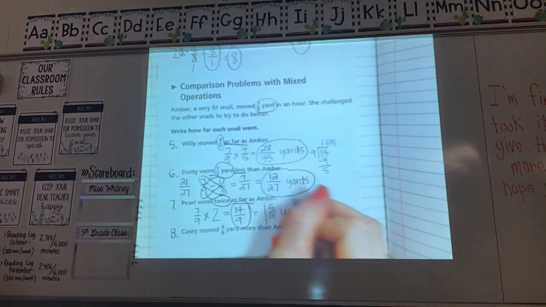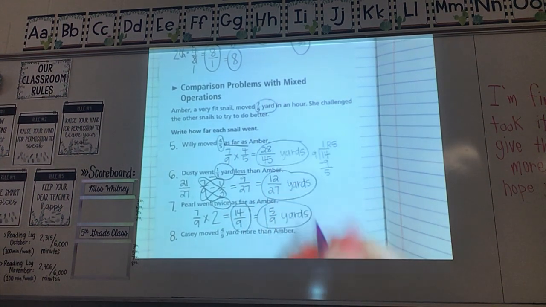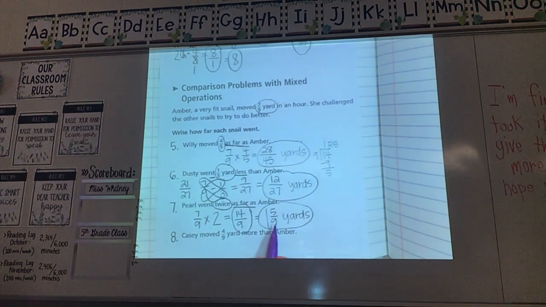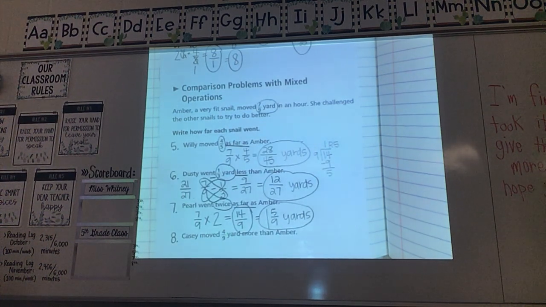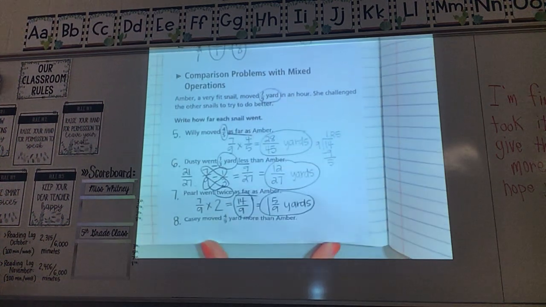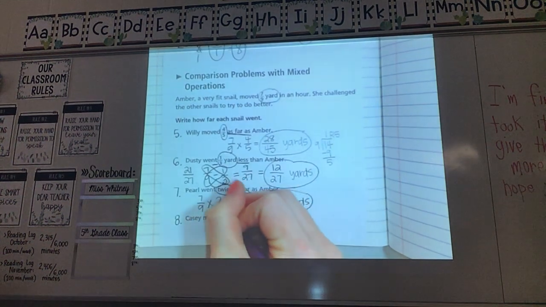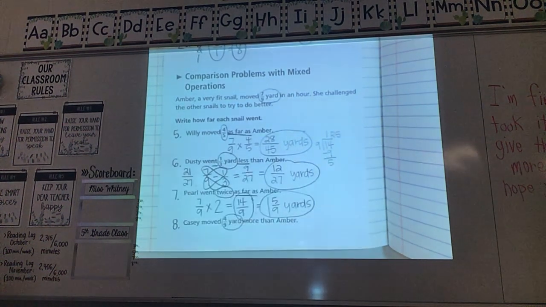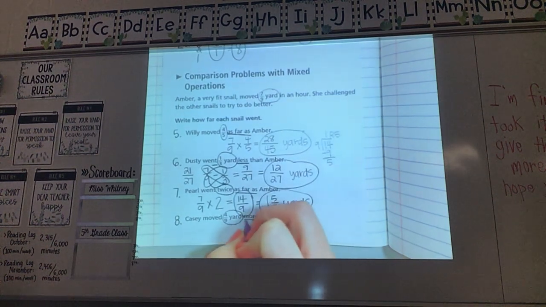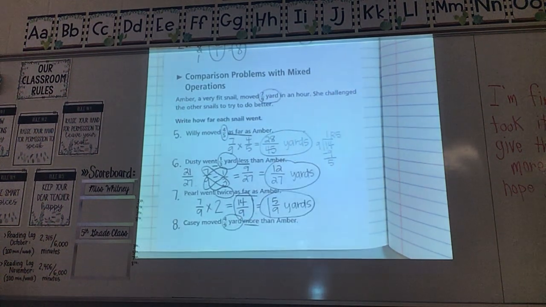Lots of work there, but that's worth lots of points. You get 1 point for your first answer, 1 point when you fix it, and another point for your label. So that's 3 points right there. So more work equals more points. So make sure you do all the work. All right, one more as an example. Number 8. Casey moved 4/9 yard. Sorry, it says 4. Casey moved 4/9 yard more than Amber.